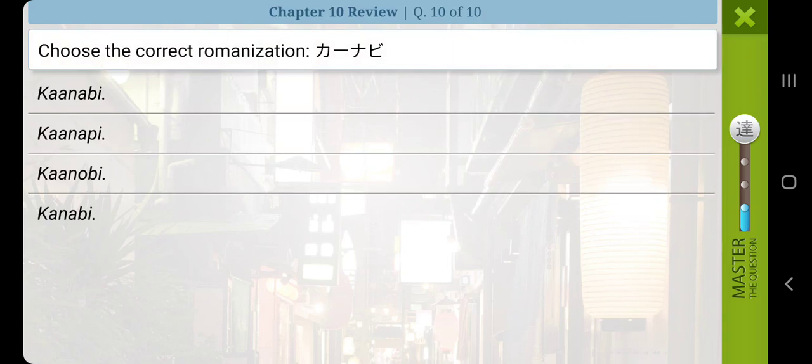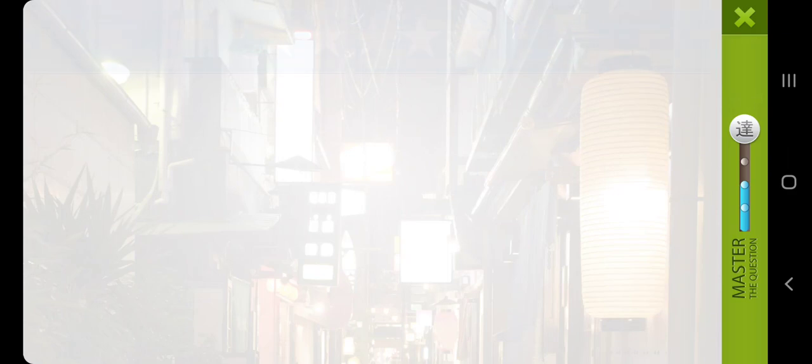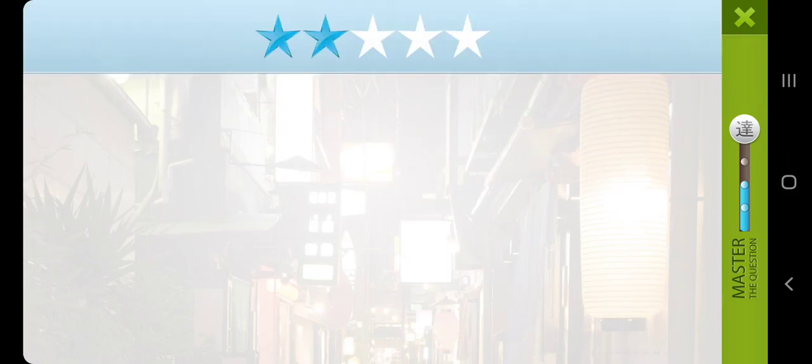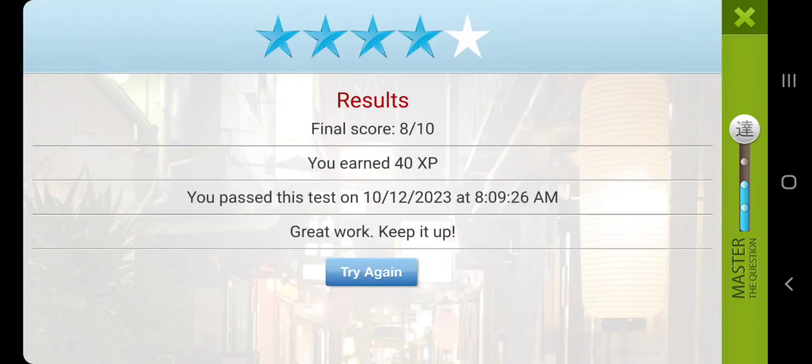Choose the. I think we got a ka at the start and then it gets extended out. So I am going to go with Kanabi? Yatta! Yes. Yes, fellas. 4-star general. Very good. Alright.